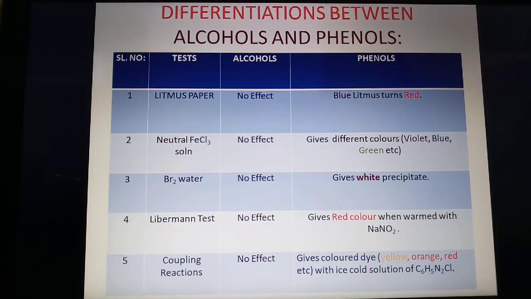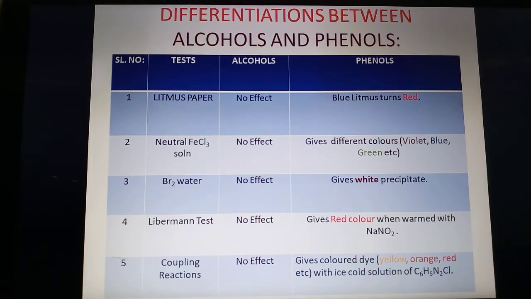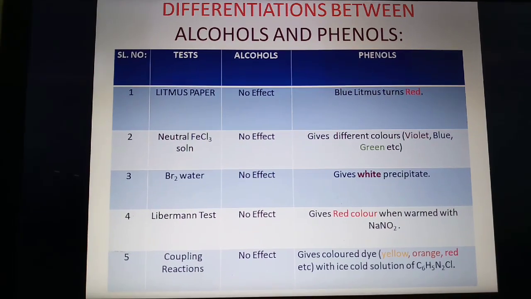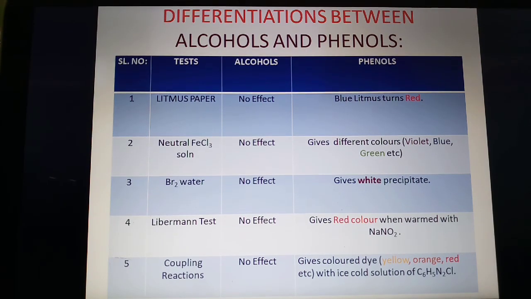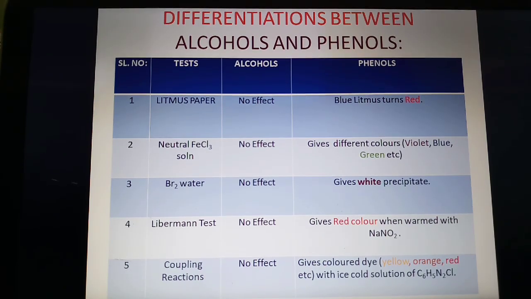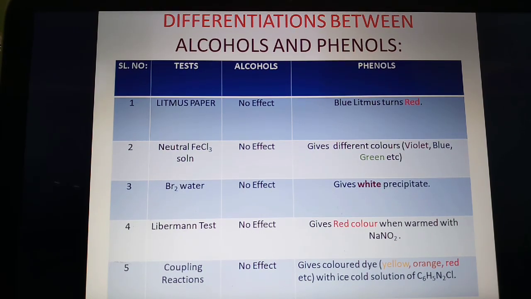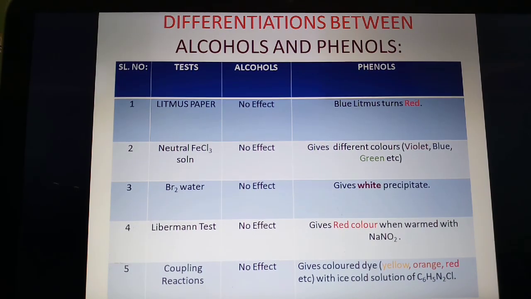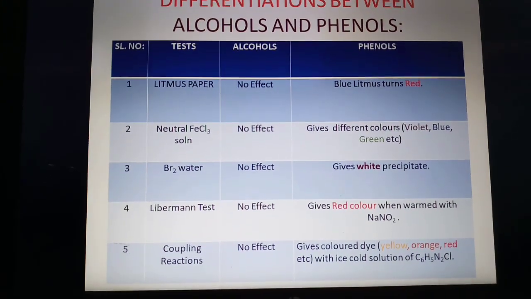And finally, we have the difference between alcohols and phenol. Students, get ready; you have to know how phenols and alcohols can be differentiated. Point number 1, with blue litmus paper, it turns red for phenol; for alcohols, no effect. With neutral ferric chloride solution, alcohols show no effect, but phenol gives different colors like violet, blue, green, etc. With bromine water, alcohols have no effect, but phenols give a white precipitate.